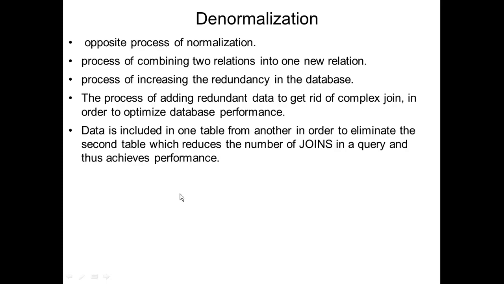Now denormalization. Denormalization is the reverse process of normalization. It is a process of combining two tables into one table. It increases the data redundancy. It adds redundant data to remove the joins. In denormalization, data is included in one table from another in order to eliminate the second table, which reduces the number of joins in a query and thus achieves better performance.